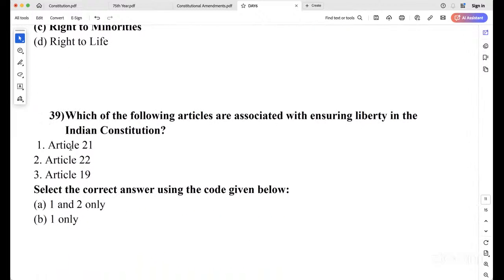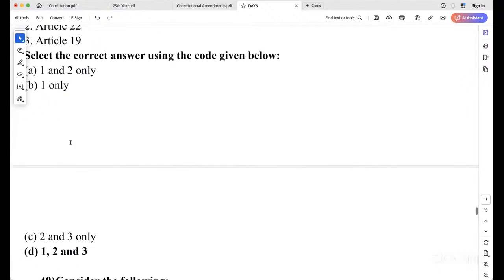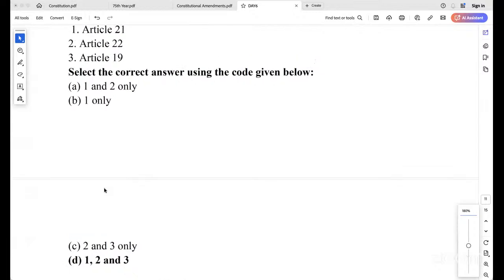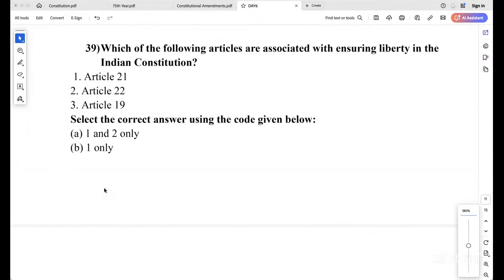Then, which of the following articles are associated with ensuring liberty in the Indian Constitution? Article 21. See, that is the most interpreted article, Article 21. All the things will come there.